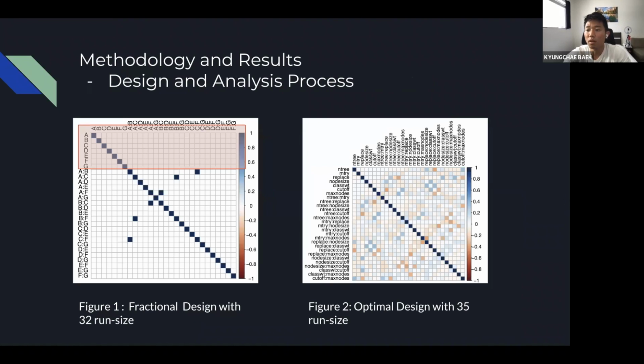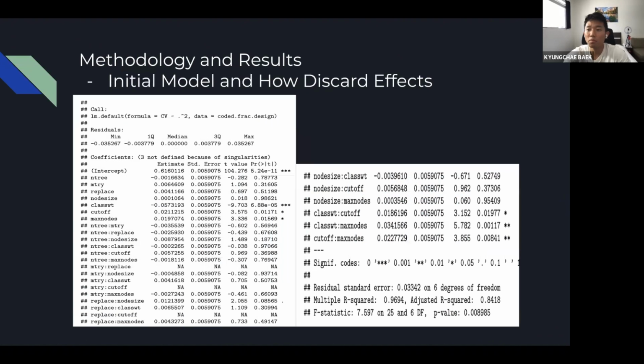Here, we draw a square. Unlike the fractional design, the optimal design, in spite of no aliasing in this design, we see a lot of multicollinearity between main effect and two interaction terms.